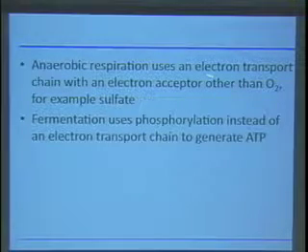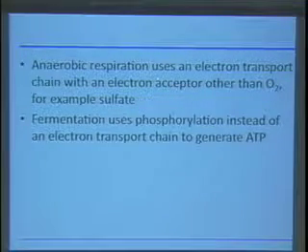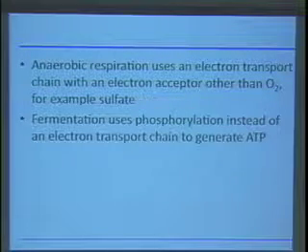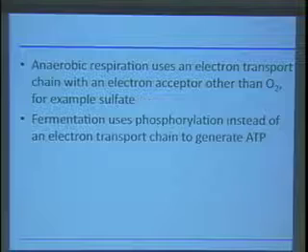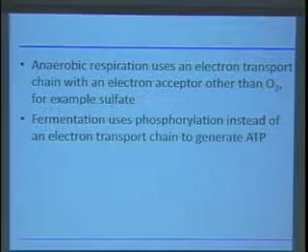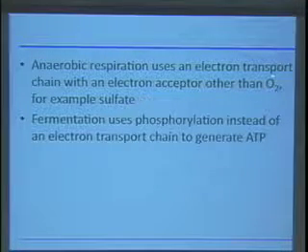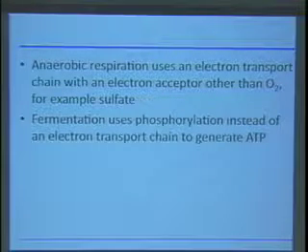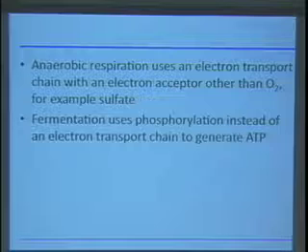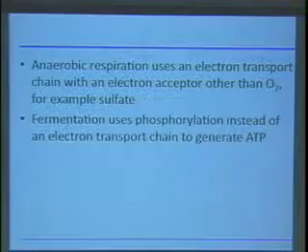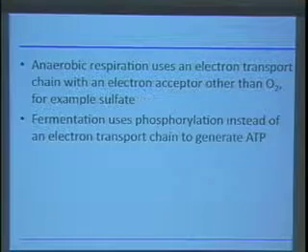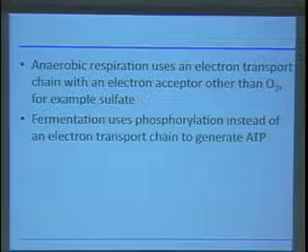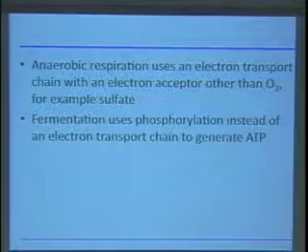So for example, this kind of process, anaerobic respiration, would take place in organisms that live in an environment that lacks oxygen. These organisms have an electron transport chain, but they use something like sulfate as the ultimate electron acceptor. In that case, those are organisms that end up producing hydrogen sulfide as the final product. So, very interesting examples of this in biology.